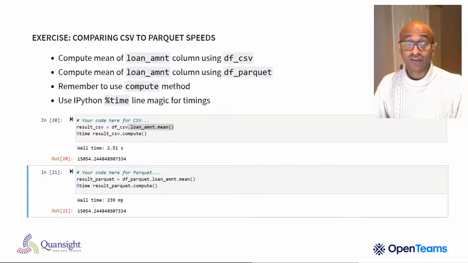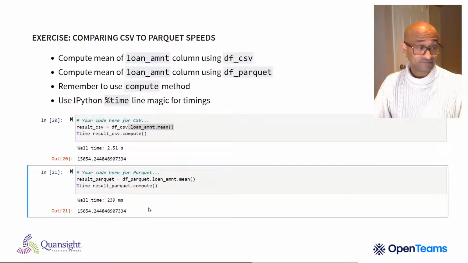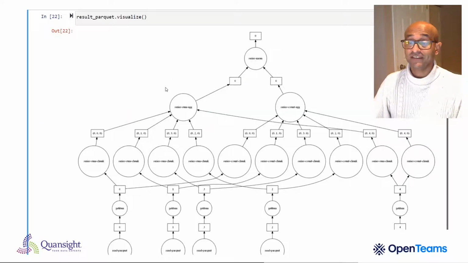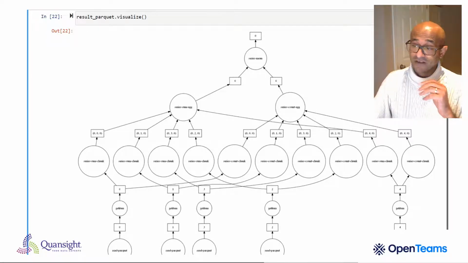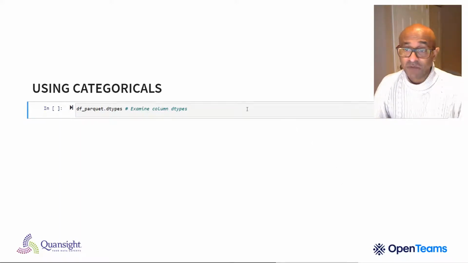and notice that takes 239 milliseconds instead of 2.5 seconds, which is about a factor of 10 improvement, right? Which is quite good. We can visualize this tree, and this is exactly the same tree we had before. The only difference is we're reading from a Parquet store instead of reading from a CSV file. So that's pretty cool. We've done a little bit to improve this. We've seen how using Parquet files actually improves the efficiency.